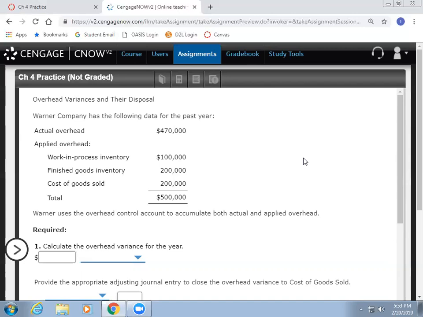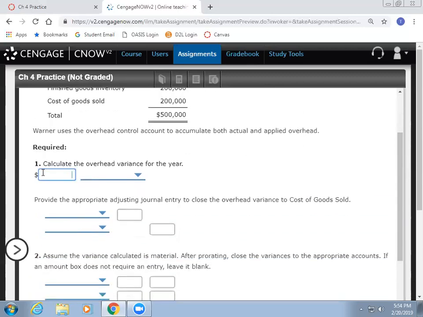So in this case, what we calculated at the beginning, we were off, which is, again, it's an estimate, so it happens, especially when it's just reliant upon direct labor hours. So this first one was calculating the overhead variance for the year. You're just taking the difference between applied and actual. That's 30,000, and like you said, it's over applied. So when applied is greater than actual, we have over applied overhead.